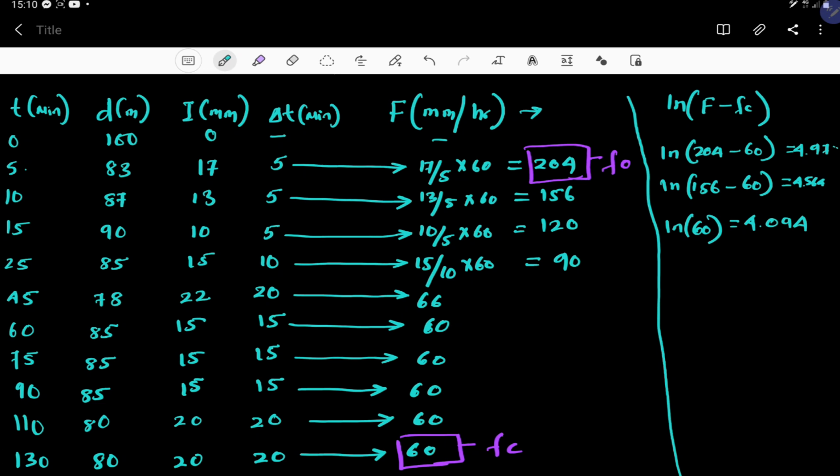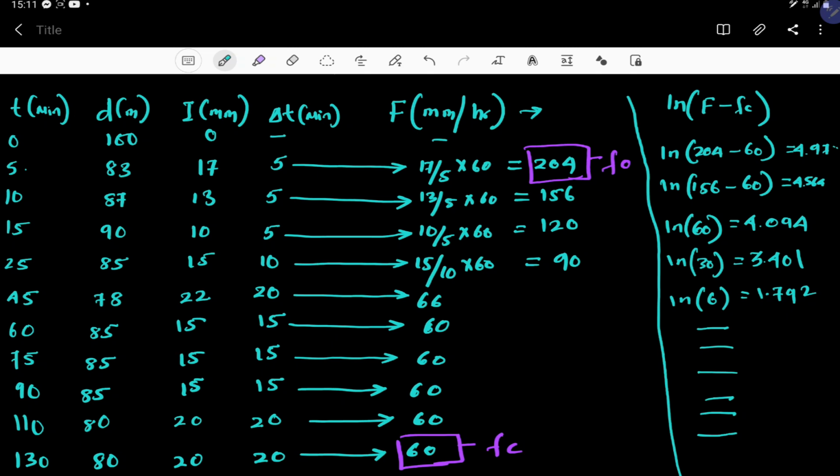The next value is ln of 90 minus 60, which is 30, so that is going to be 3.401. Likewise, the last value is ln of 6, which is 1.792. The last value would give us ln of 0, which is not defined, so we cannot calculate it. Just leave it blank, it is not required. Okay, so we have these values.